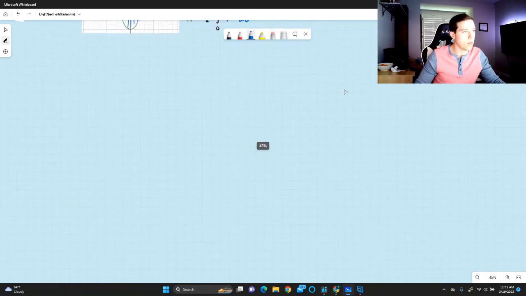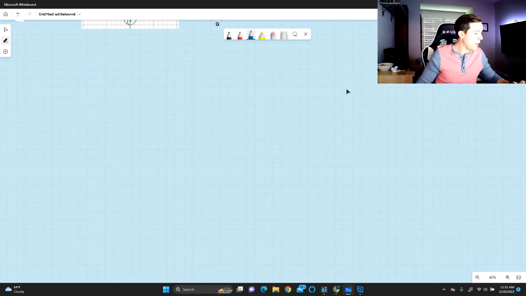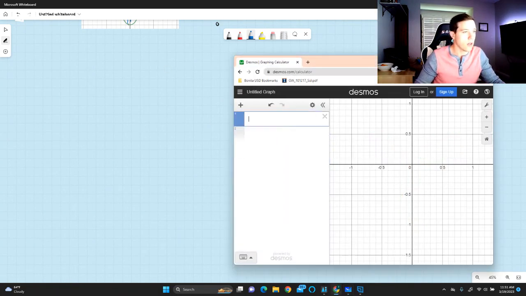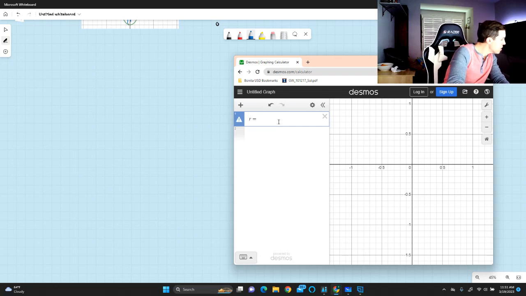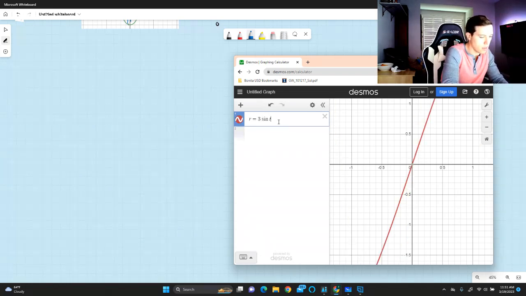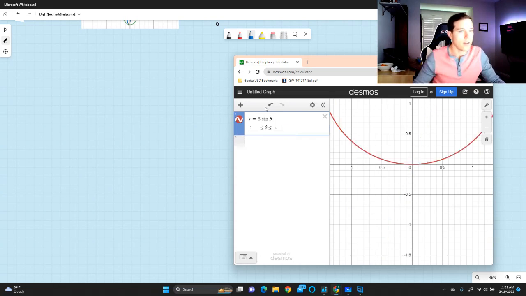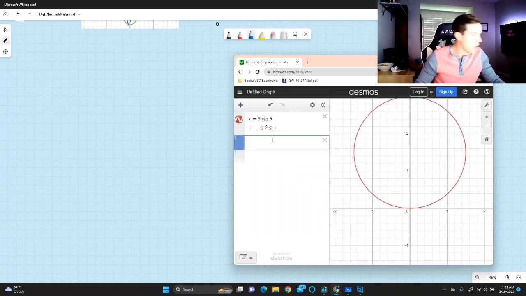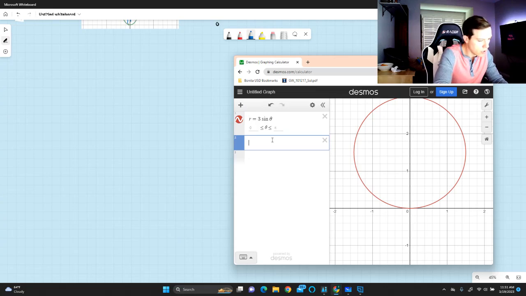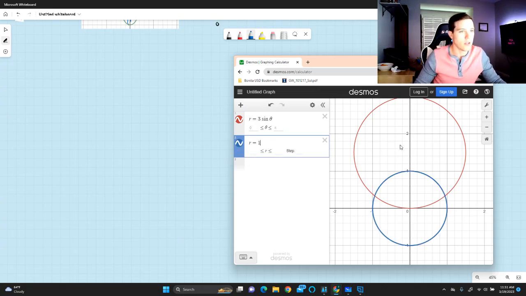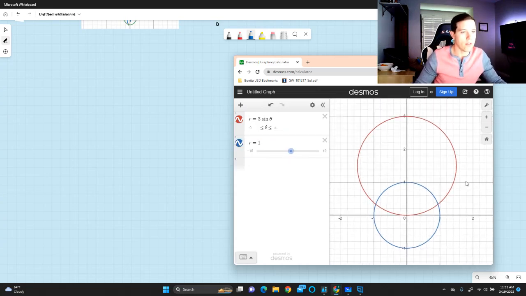So we're going to do one more example. And I'm going to do it a variety of ways. So we're going to graph the following. I'm going to do r equals 3 sine theta, like this, and r equals 1. So now I have a combination of things.